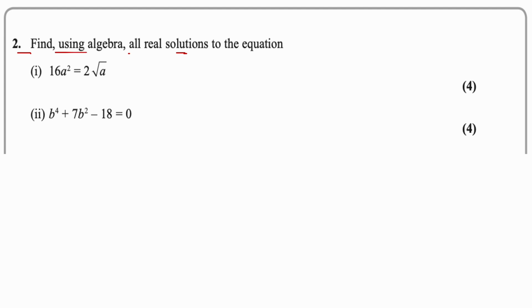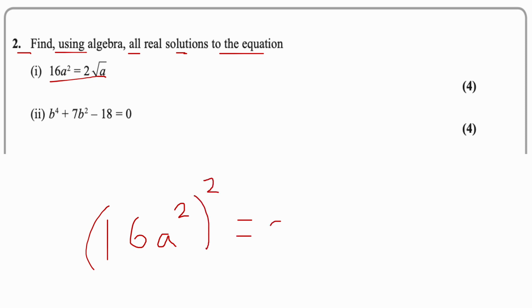Find using algebra all the real solutions to the equation 16a squared is equal to 2 root a. Well, if I square both sides, because I don't want the square root here, I'm going to have 16a squared, all squared, and if I square the right hand side, I'm going to have 2 root a, all squared. Now what's going to happen here is I will not have this square root.